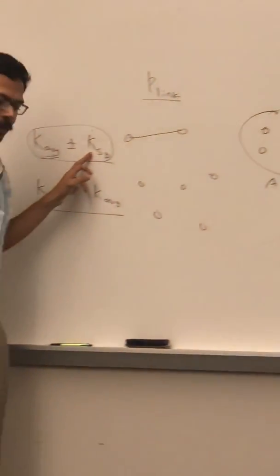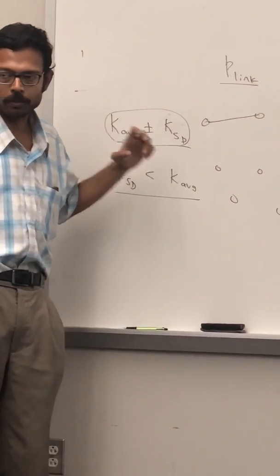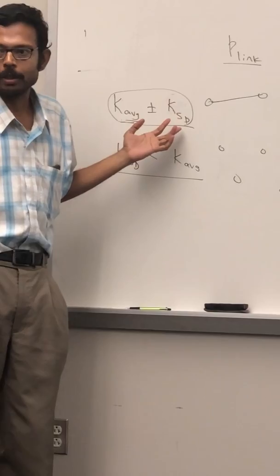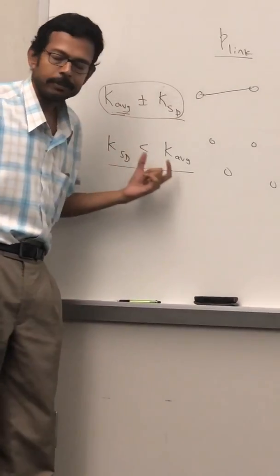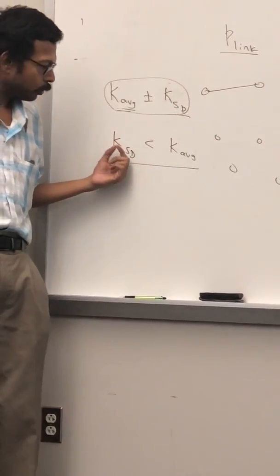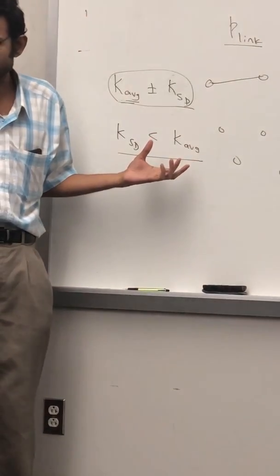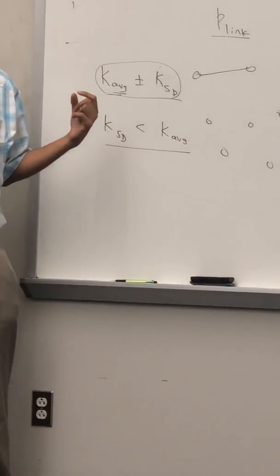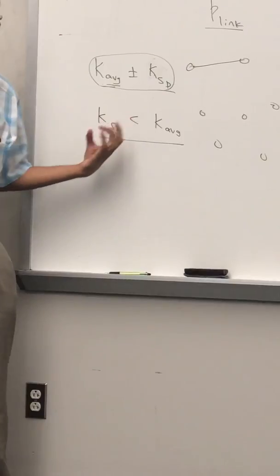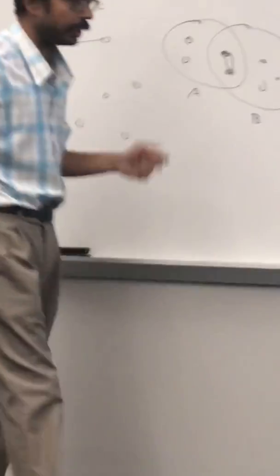So if the variation is larger, the standard deviation will be larger. Is that clear? Ideally we would like the standard deviation to be less than the average, okay? And the Poisson distribution satisfies such a relationship.